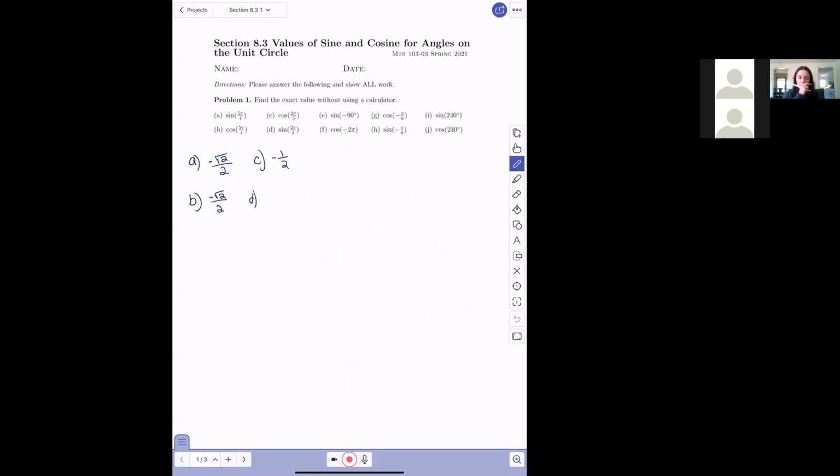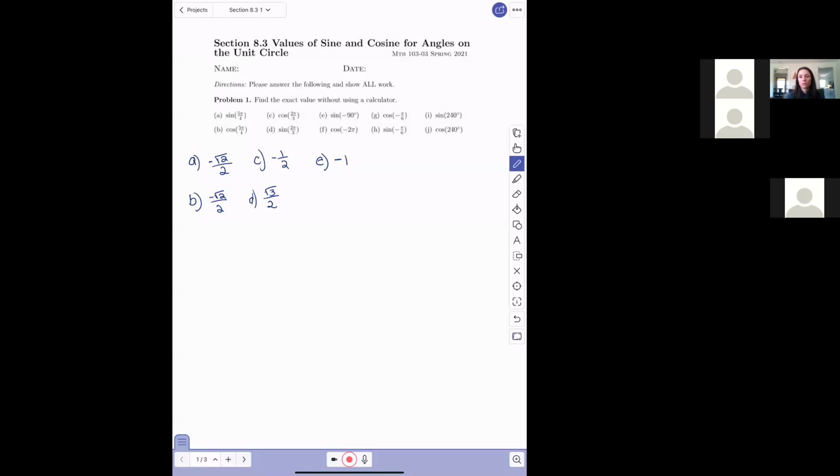Problem D, sine of 2 pi over 3. Can someone different tell me what that value is equal to? Radical 3 over 2. Good. Next, we have problem E. We have sine of negative 90. What way does negative tell us to go? Clockwise. Good. So what is the sine of negative 90? Negative 1. Good. Any questions on that one?